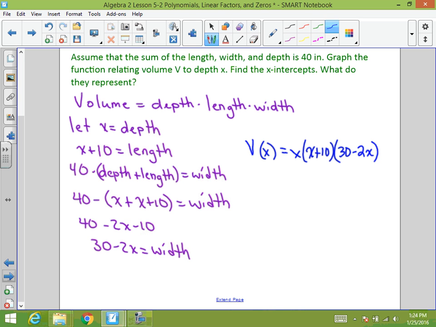I'm going to graph this function in my calculator, and I'm going to put it in just like that. I believe you can do it in both forms. I'm just going to use my Inspire. I know you can put it in just like that, because all I'm going to do is plug it in exactly as we see it. So I'm going to put in parentheses x, parentheses x plus 10, parentheses 30 minus 2x.